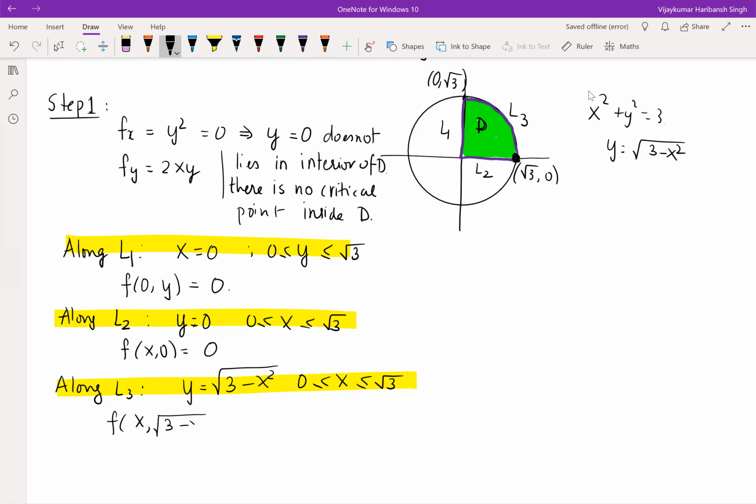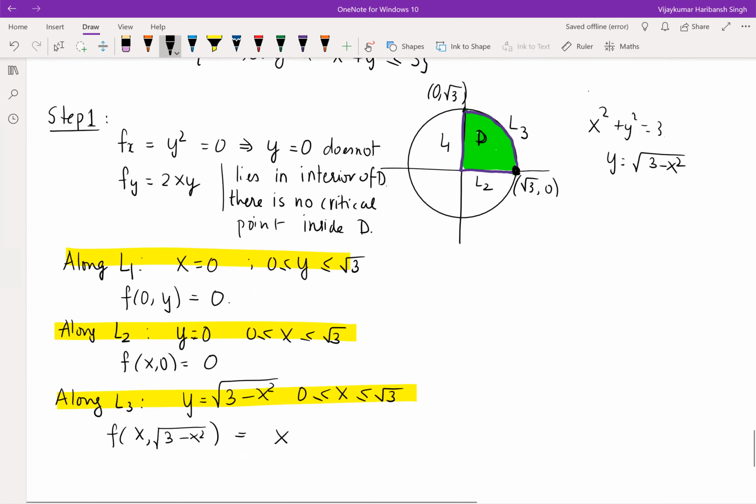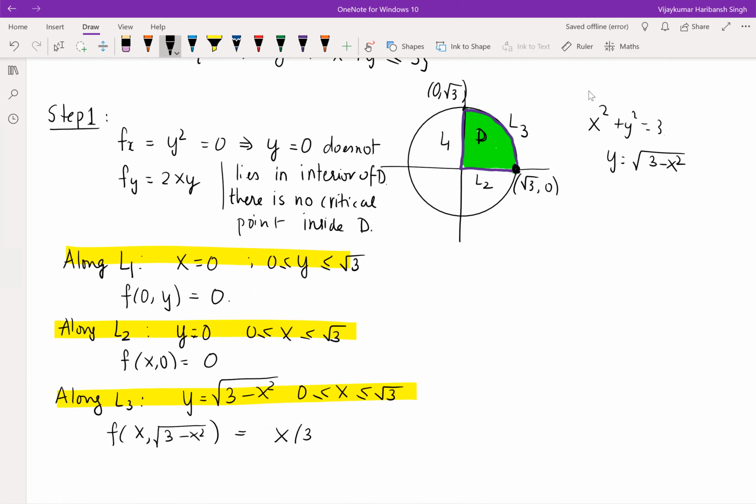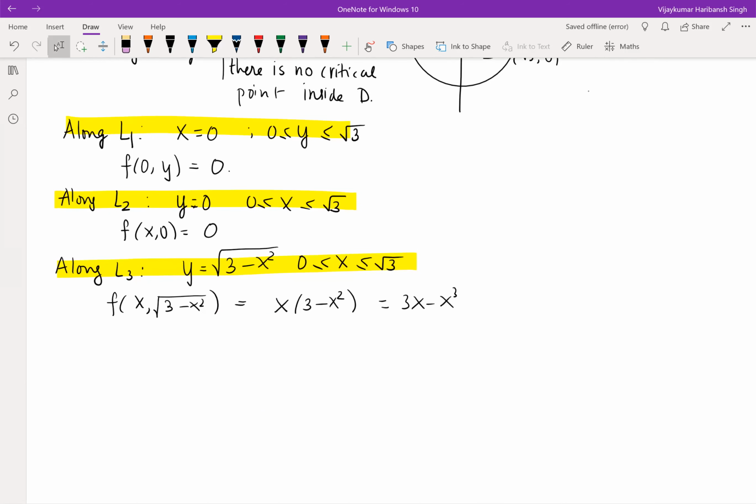So 3 minus square root of x squared. This is going to be, so instead of x, we have x. Instead of y, we have xy squared. So we have 3 minus x squared. That is same as 3x minus x cubed. So now we have a function of one variable. X is between 0 and equal to square root of 3.